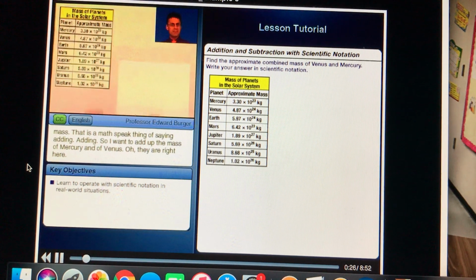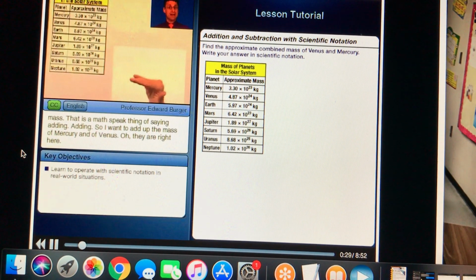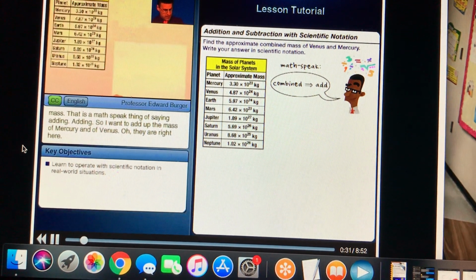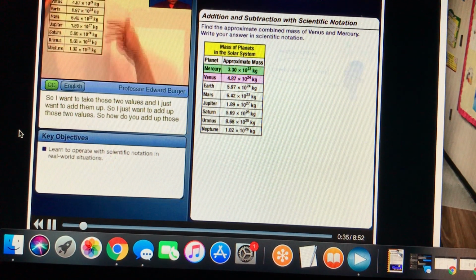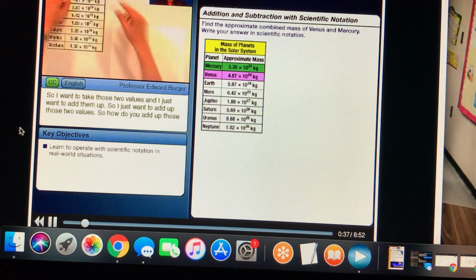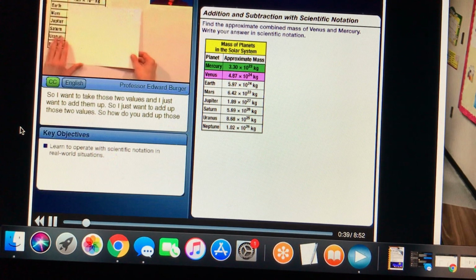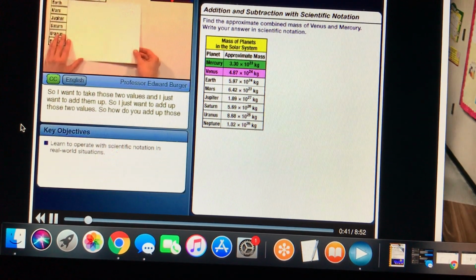That is a math speak thing of saying adding. So I want to add up the mass of Mercury and of Venus. Oh, they're right here. Boom. So I want to take those two values, and I just want to add them up. So how do you add up those two values?